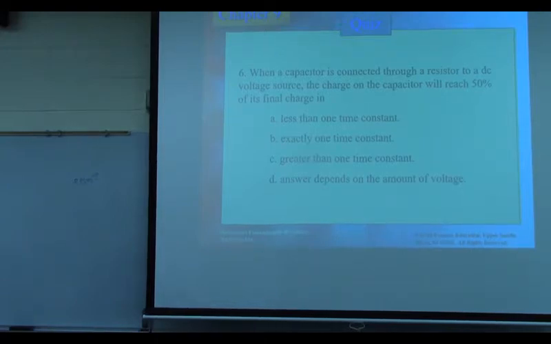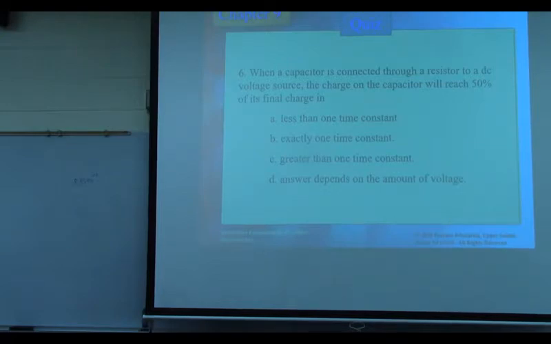Okay. If connected in parallel, the voltage will be the same, right? Yeah, because in parallel, the voltage will be the same. Q equals C times V. So V is the same, so the smaller the C, the smaller the Q. A larger capacitor has a lot more charge. Right? Make sense?